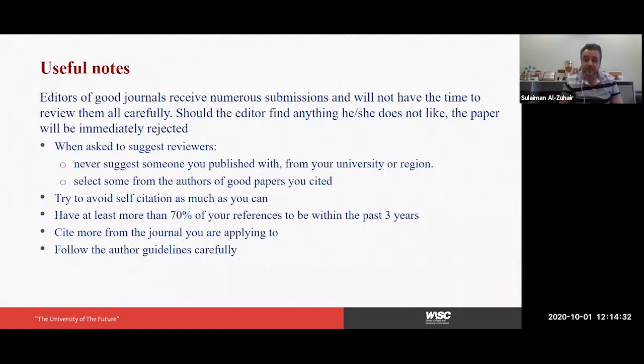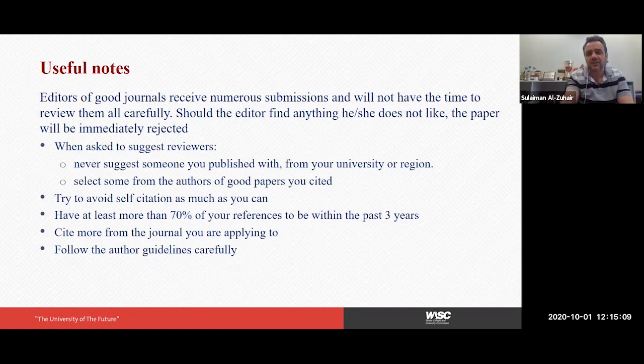Try to avoid self-citations as much as you can, as I mentioned. Have more than 70% of your references within the past 3 years. Now, I personally do not agree with this, but I do it to avoid any reason for rejection. The reason I don't agree is that it makes me cite people who cite the original paper, which is not correct. I should cite the original paper. To avoid that, I cite both, but that still reduces the percentage of new papers. So you need to eliminate those old papers.